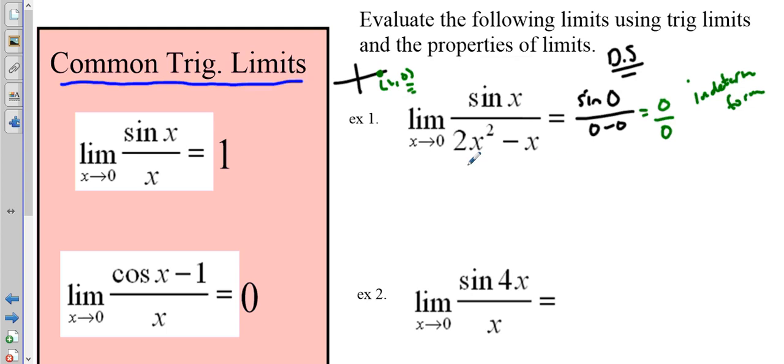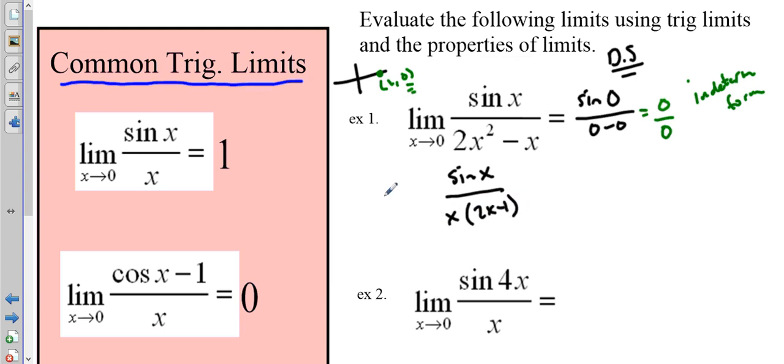The question is, where is it going through? So we have to do some algebra. We can't use any conjugates, but we are going to figure out whether we can rearrange this and use what we see here. We have a sine of x, and we know we have an x right here. We're going to rearrange this and use the properties of limits. I'm going to take out an x in the bottom, and when we do that, we have 2x minus 1.